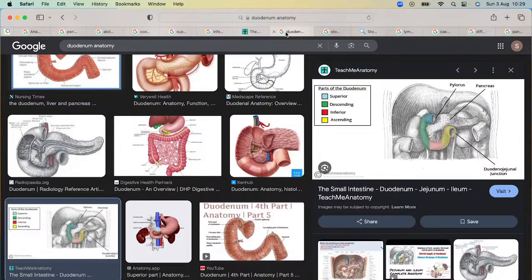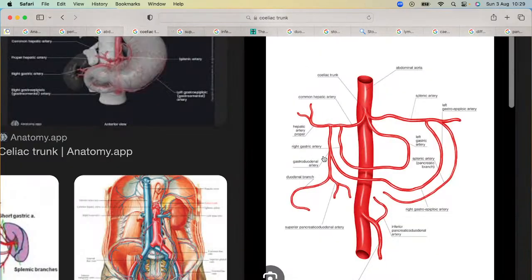So we saw earlier the celiac trunk, right? And it gave out a gastroduodenal branch. We have the gastroduodenal branch coming here, and it gives out the duodenal branch and the superior pancreatico-duodenal branch. Okay, so the superior pancreatico-duodenal branch will divide into what we call the anterior and the posterior branch. So both of them will be supplying the duodenum, and we also have the inferior pancreatico-duodenal branch that comes from the superior mesenteric artery. So those are the main branches supplying the duodenum.